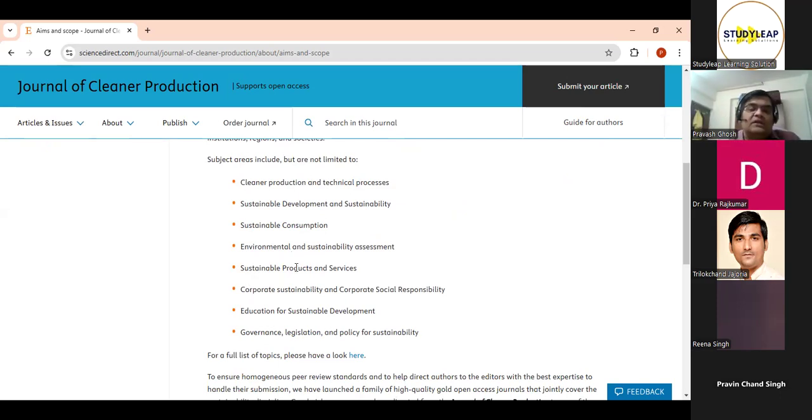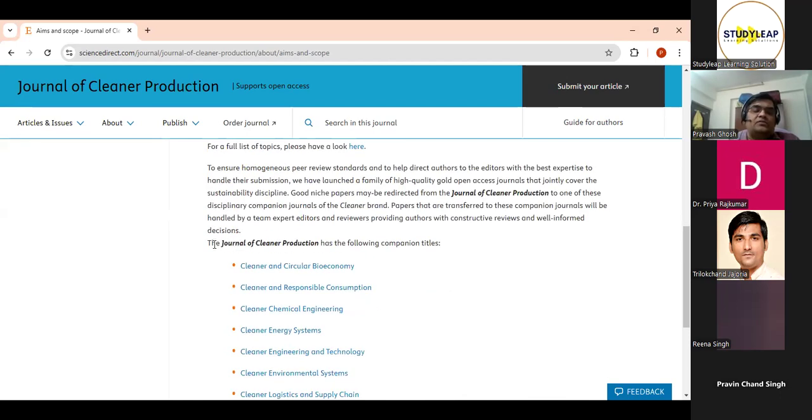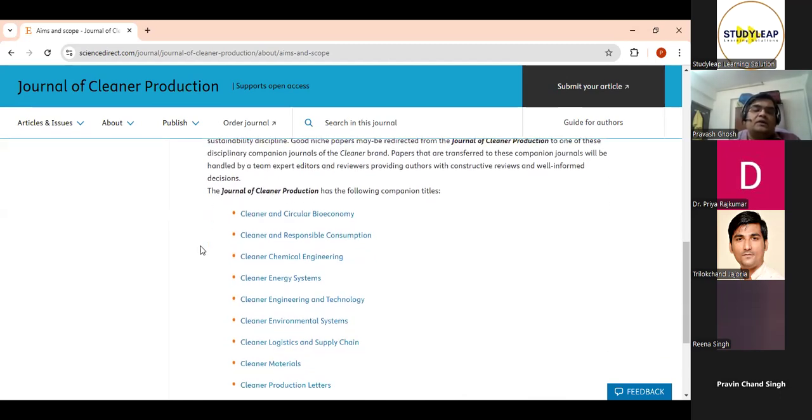You can, sustainable products and service, CSR and corporate responsibility. If you are doing something in CSR, this is your journal. Education for sustainable development. This is also my area. Governance, legislation and policy for sustainability. So please read this. Without reading this, it's very tough.